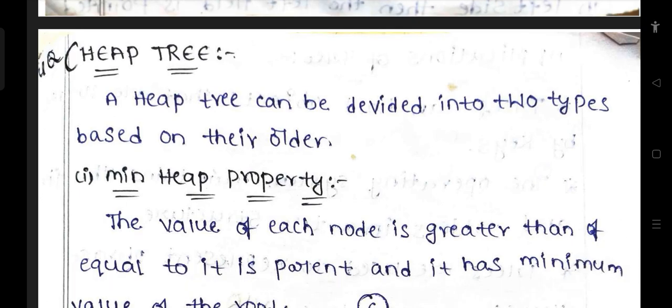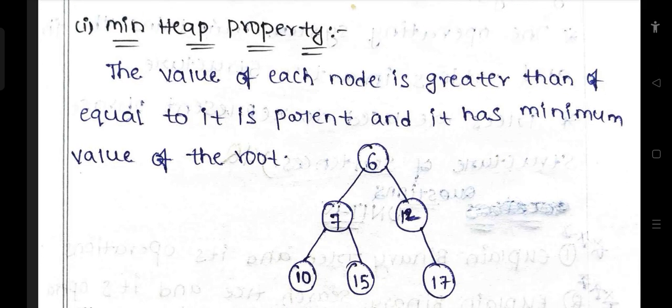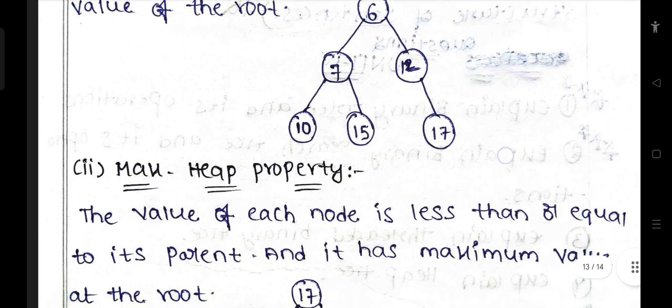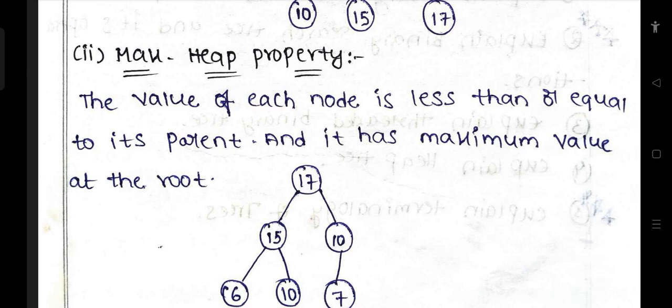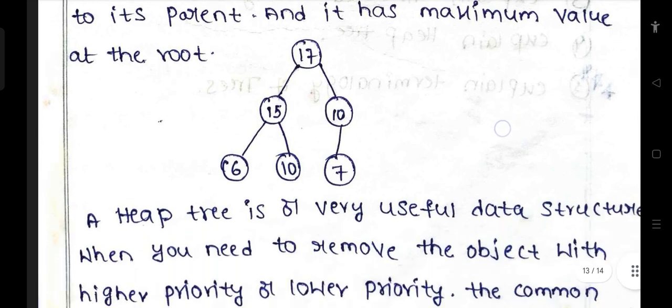Next one is the heap tree. Heap tree is one of the types of binary trees. First binary tree, next binary search tree, next heap tree. Coming to heap tree, it can be divided into two types based on their order. Min heap property means each node is greater than or equal to its parent node. Here check 7 and 12 are greater than the root node, that is the parent node, which consists of the value 6. Next, max heap: here the value of each node is less than or equal to its parent node. That means 15 and 10 are less than the value of 17.